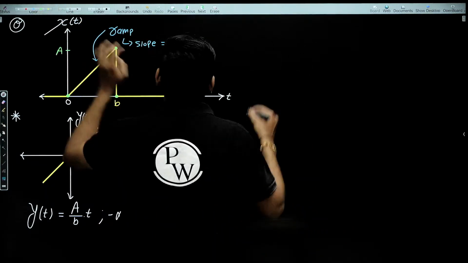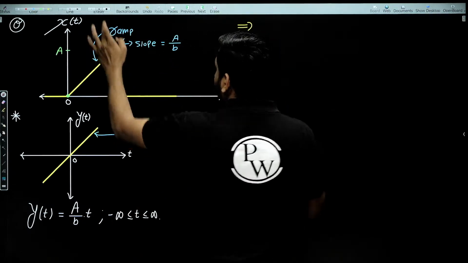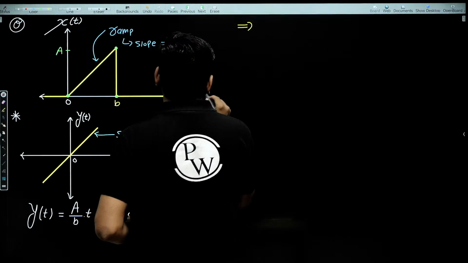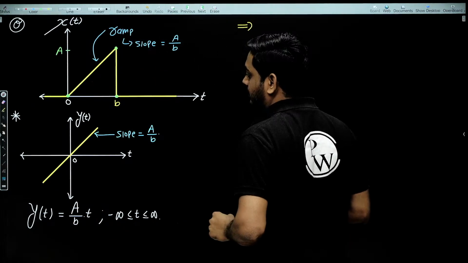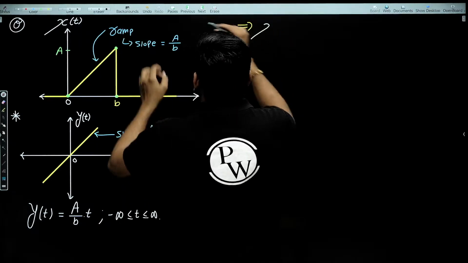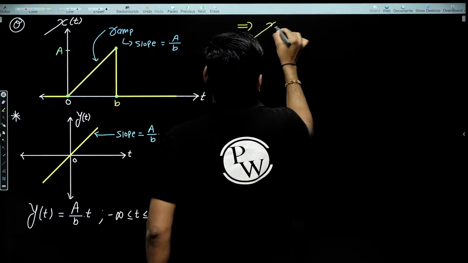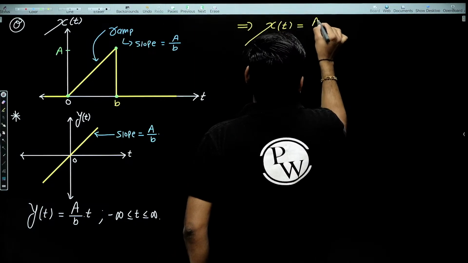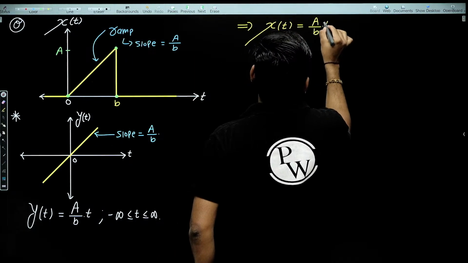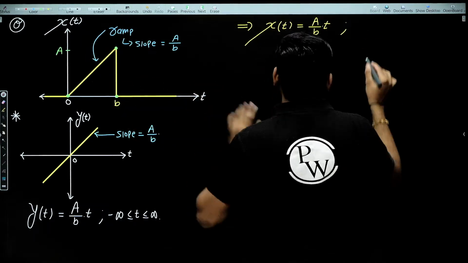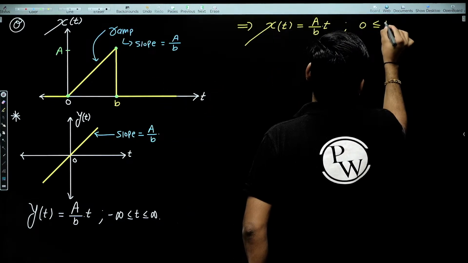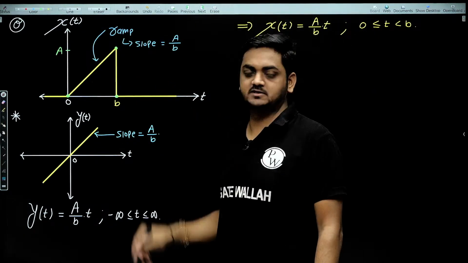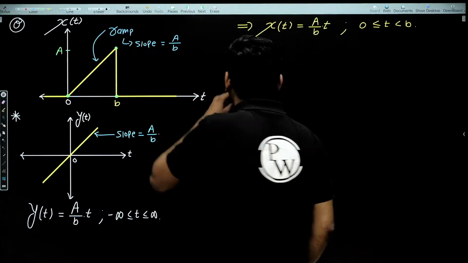So x of t is a part of y of t. Can we say x of t is a part of y of t? So x of t we can write like this: x of t is nothing but A upon B into t. Now it is between 0 and B, guys, 0 less than or equal to t less than B. I am not writing equal to here because there is a sudden change in amplitude, but no issue.